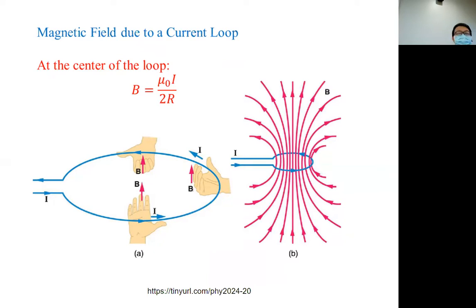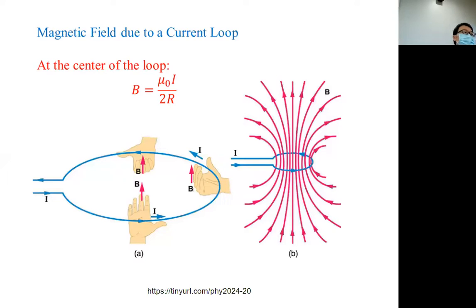If you have a current carrying loop, we have taken a look at the current carrying wire and the magnetic field it produced. Now let's take a look at a current carrying loop. What would be the magnetic field it produced? Now we'll be looking at a circular loop. You can use your right hand rule to determine the direction of the magnetic field produced surrounding the loop.